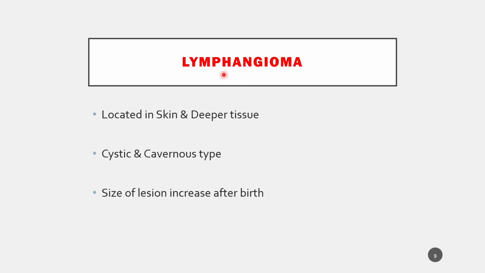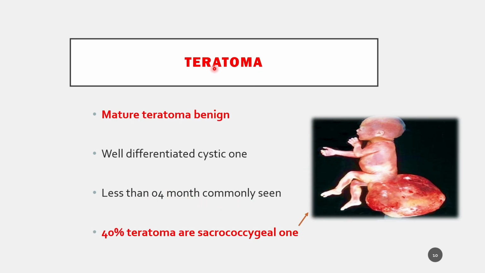Now lymphangioma. Oma means benign tumor, lymph means lymphatic channel. So it is a benign tumor of lymphatic tissue that could be seen in the skin or deeper tissue. It could be cystic or cavernous type. The size of the lesion increases after birth. Now teratoma. So teratoma is a mature benign tumor, right? See, teratoma could be immature or mature, but in most patients it is the mature one. Mature means differentiation of the cells occurred.